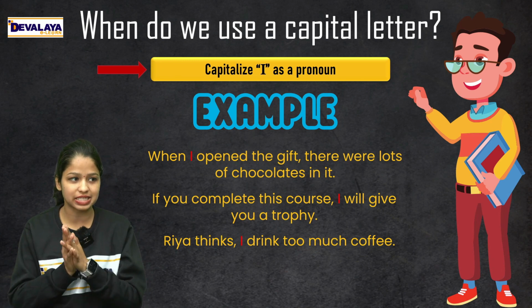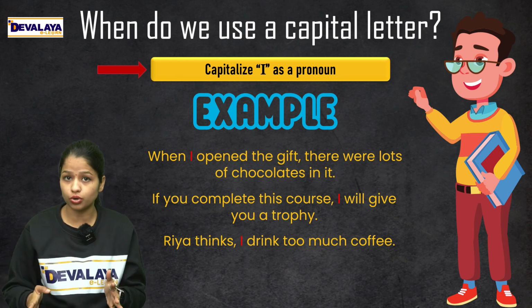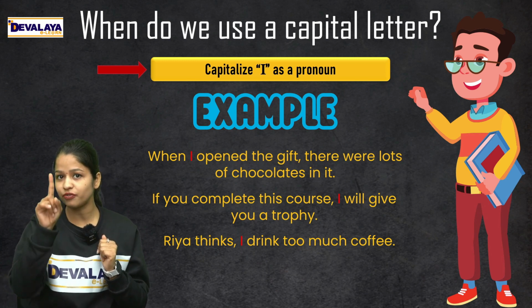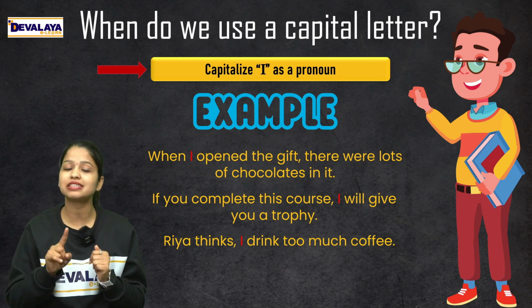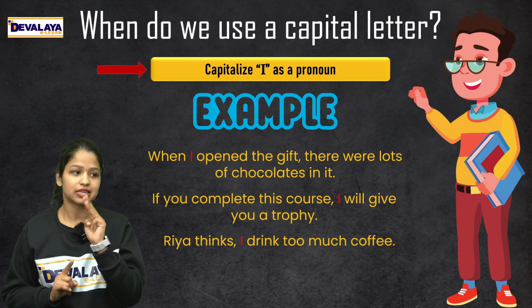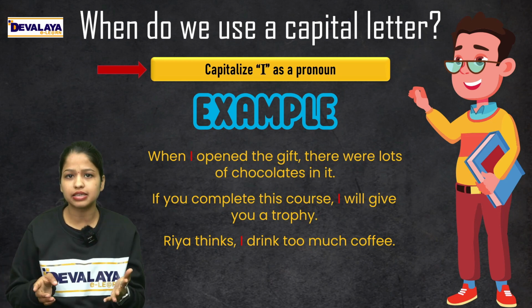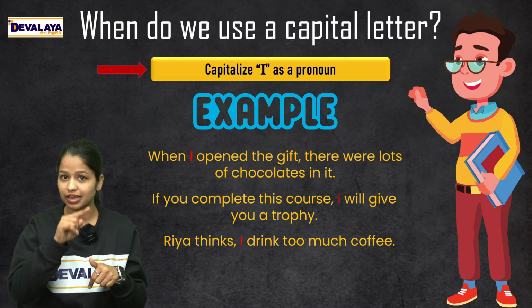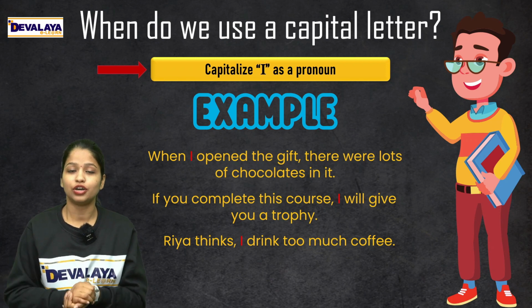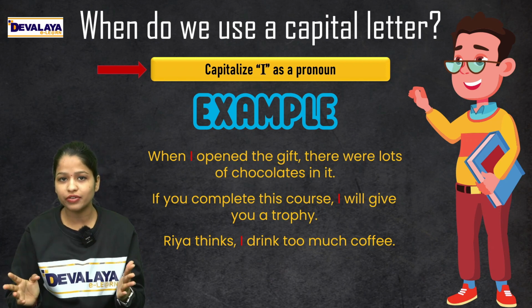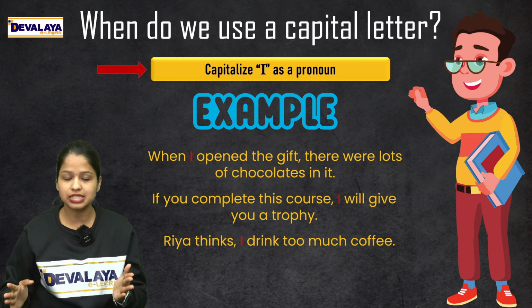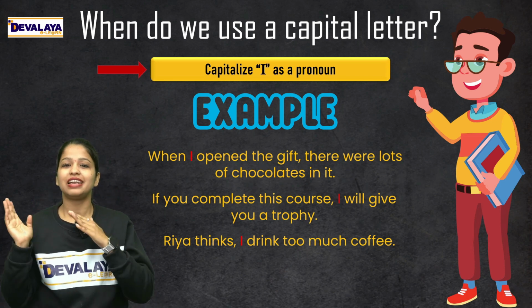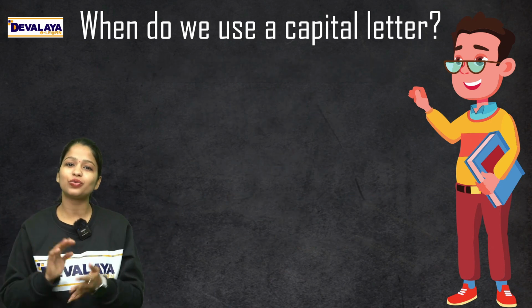Clear? Second sentence, if you complete this course, I will give you a trophy. See, again we have capitalized I over here. Then third sentence, that is Ria thinks I drink too much coffee. I drink. Again, we are capitalizing I over here. So, no matter where we are landing I in a sentence, it always must be capitalized. Clear? Let's move ahead.